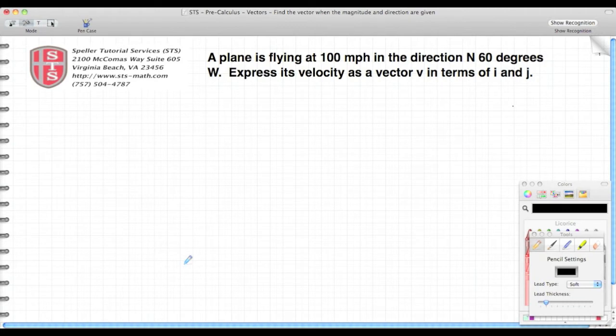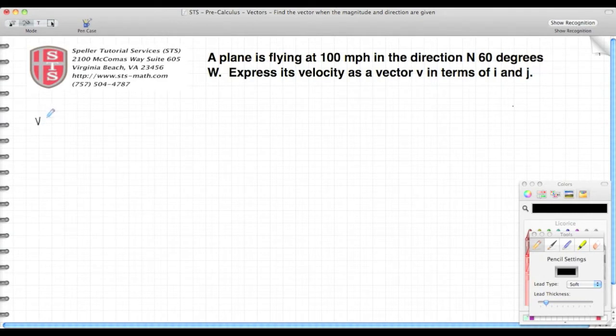In today's video we're going to find a vector given its magnitude and direction. And the problem states, a plane is flying at 100 miles per hour in the direction north 60 degrees west, and they want us to express the velocity of the plane as vector v in terms of i and j. So to do that we start with this formula.